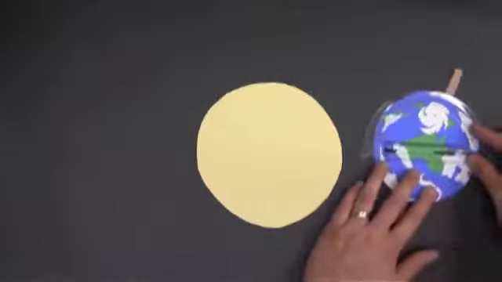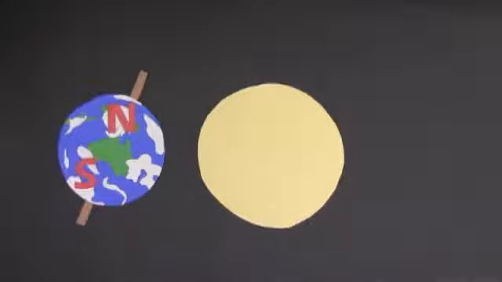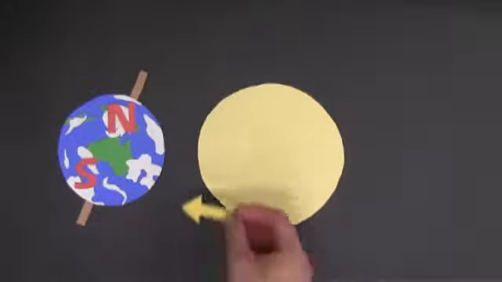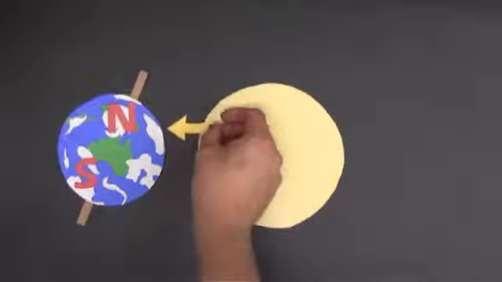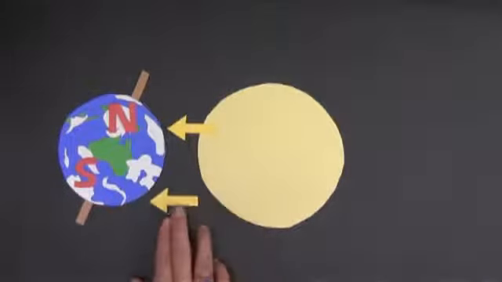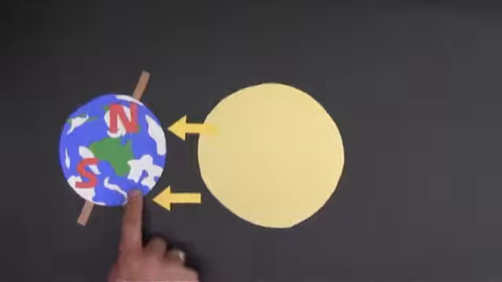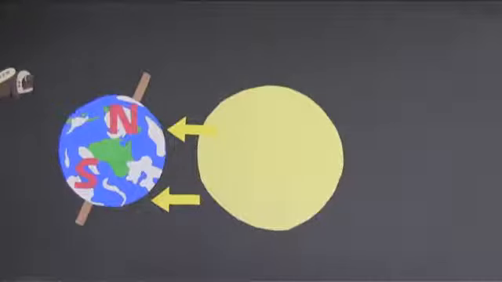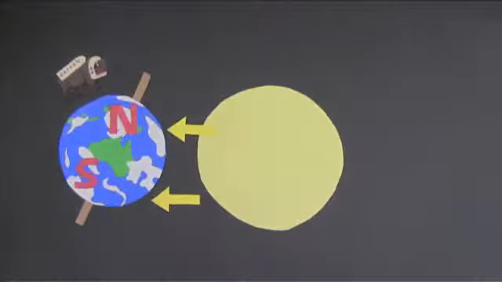So when the Earth is over here, the northern hemisphere is angled towards the Sun, and the southern hemisphere is angled away. When a hemisphere is angled towards the Sun, the Sun's rays hit it directly. That's what's happening in the northern hemisphere here. But when a hemisphere is angled away from the Sun, like the southern hemisphere here, the Sun's rays hit it indirectly. Okay, so what difference does direct or indirect sunlight make? Oh, there's a huge difference.